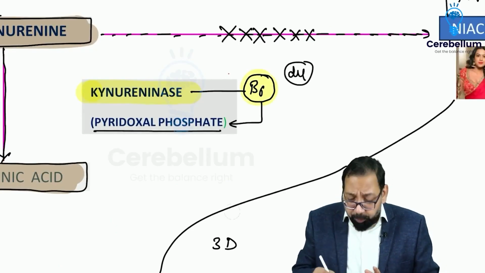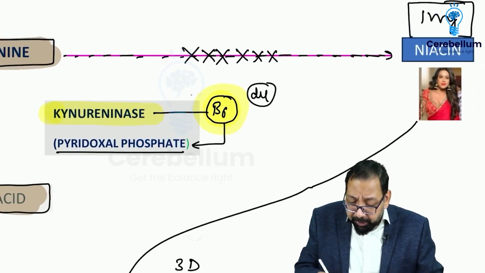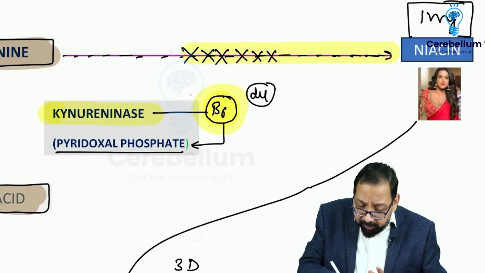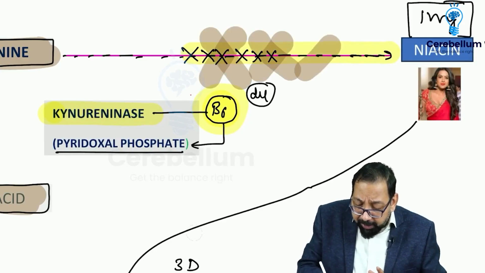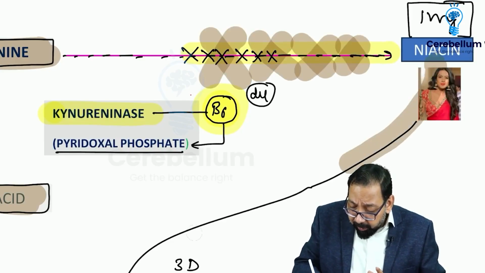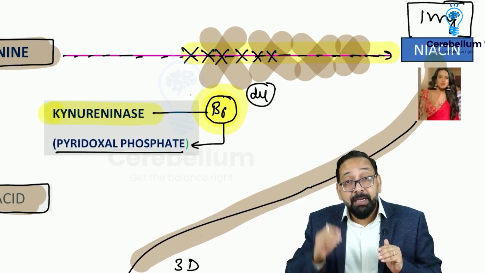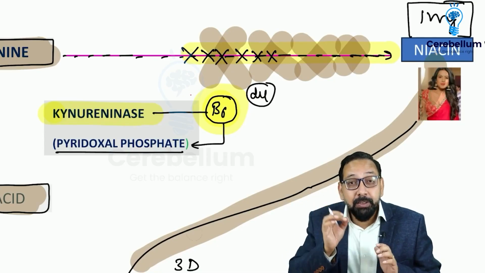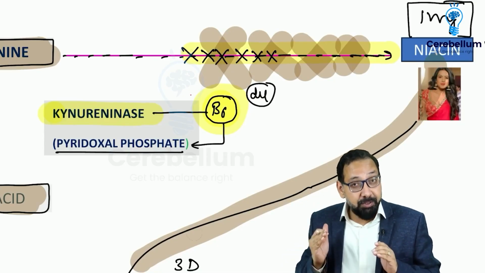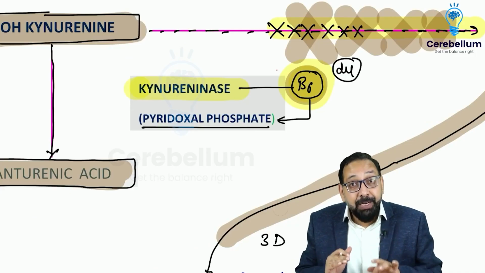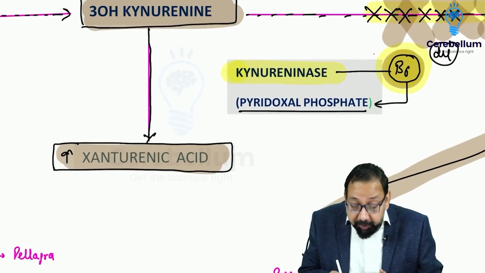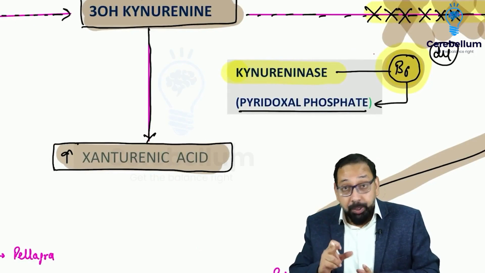In this patient who is having B6 deficiency, niacin will not be synthesized. And again, it will present with pellagra symptoms. But how will you differentiate that this niacin deficiency is a consequence of B6 deficiency? If B6 is deficient, there would be increased xanthurenic aciduria.